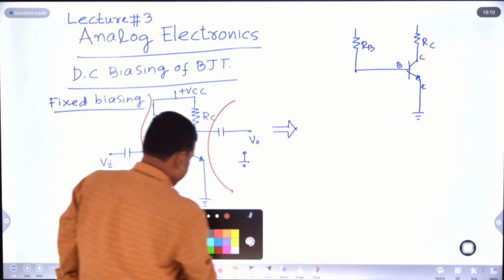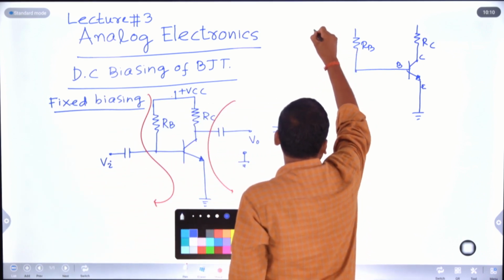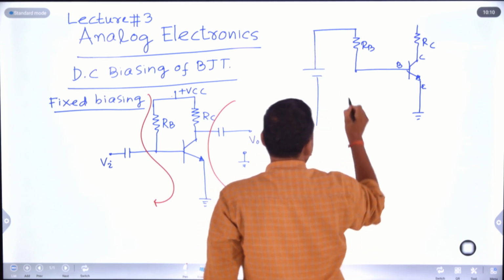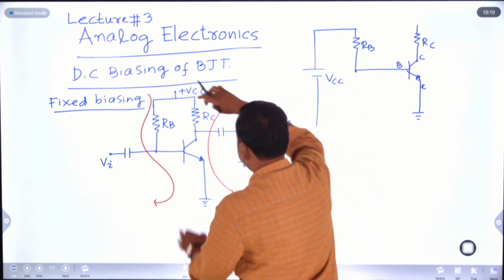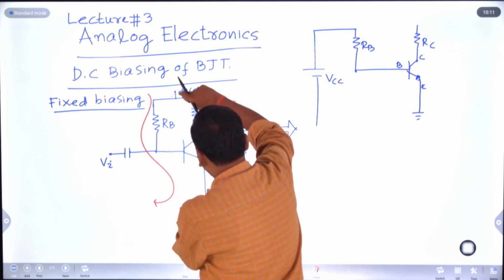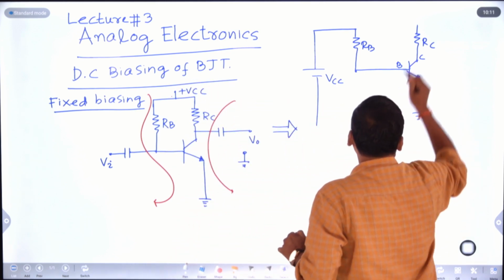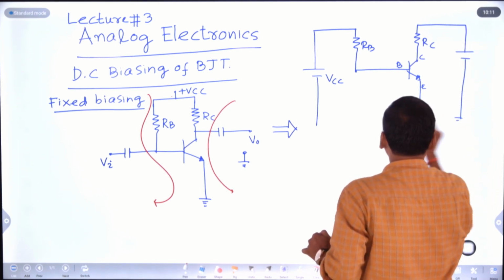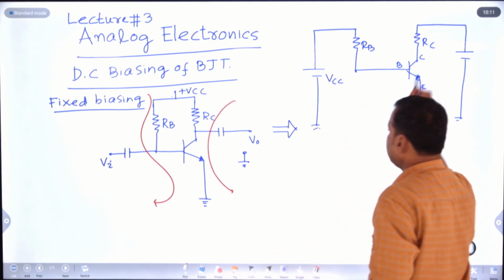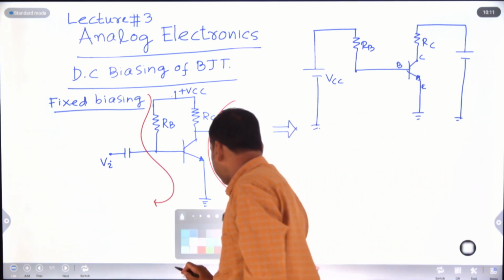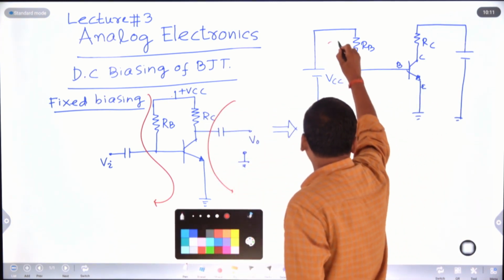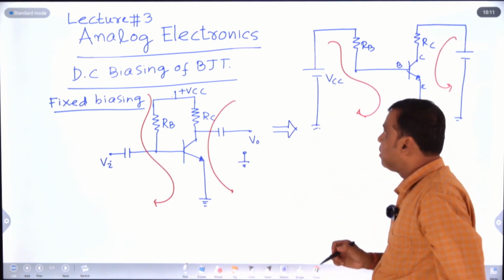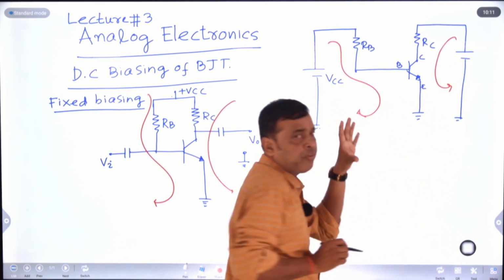If we redraw the circuit for calculation, it looks like this. The same VCC is supplied to the input and the same VCC is supplied to the output. This is your input loop and this is your output loop. In the input loop, we have to find out the input current.